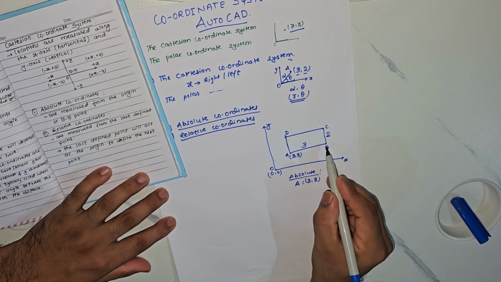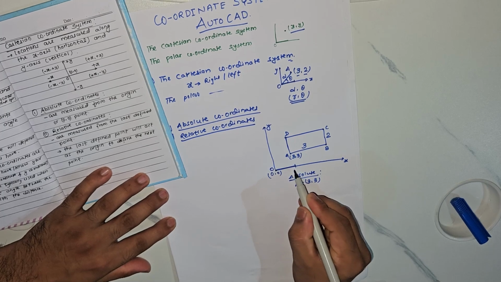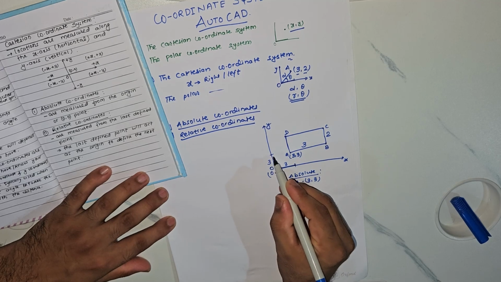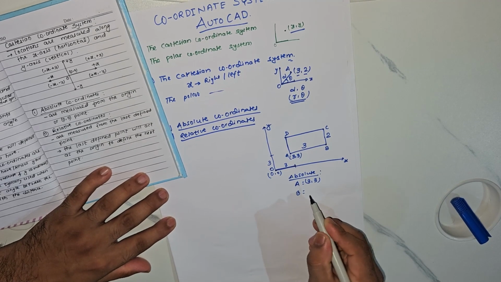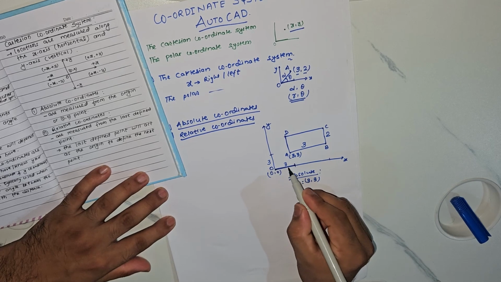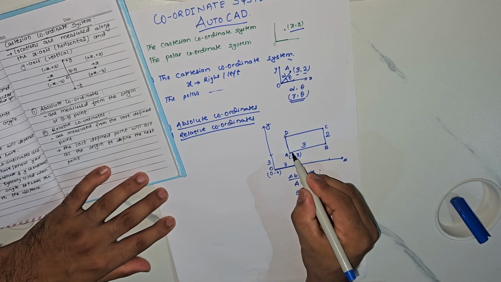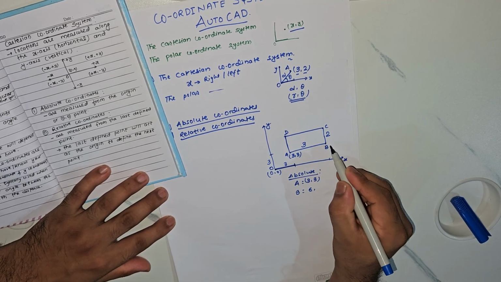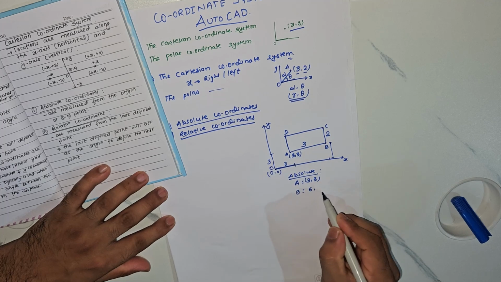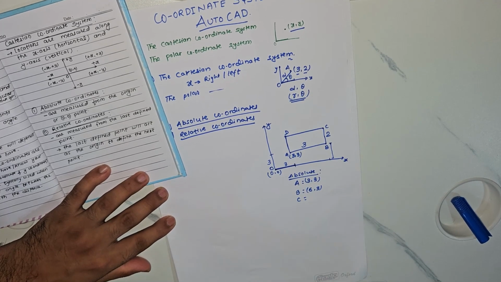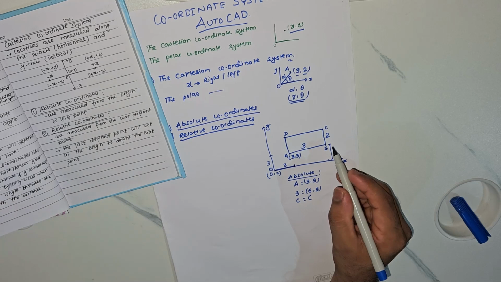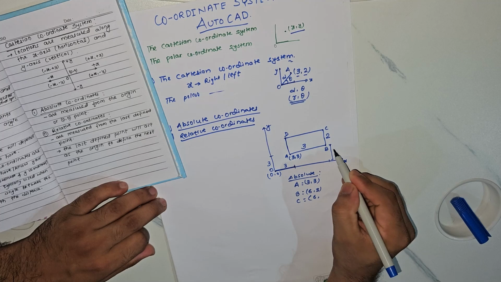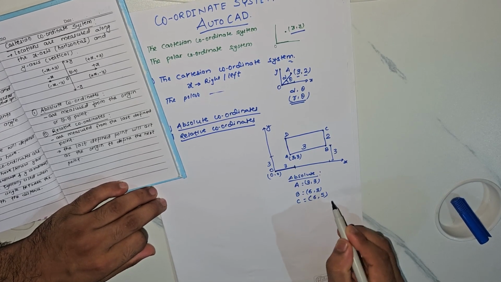Then again if you go to B, so 3 comma 3 means this x is 3 and this y is also 3. So up to here it is 3 unit and up to here it is 3 unit. So now for B, this is x from origin, so 3 plus 3, it will be 6 comma, and this distance is 3. Again for C, the x distance is 3 plus 3 is 6, but the y distance is 3 plus 2, 5.